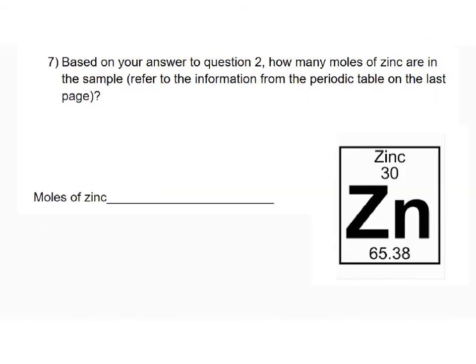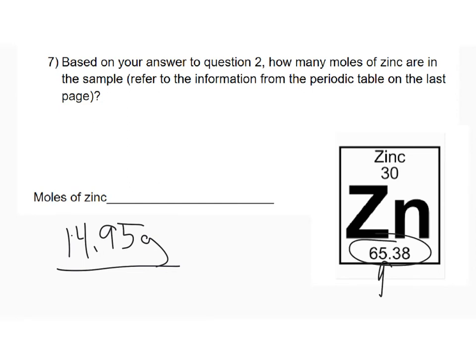All right, so again, we have the grams from the balance that we looked at in the second question, which was 14.95 grams. That's how many grams of zinc I have. In order to figure out the number of moles, I take the mass that I have, which is the 14.95, and I divide it by the molar mass. Well, the molar mass comes from the periodic table. And according to the periodic table, zinc has a molar mass of 65.38 grams per mole.